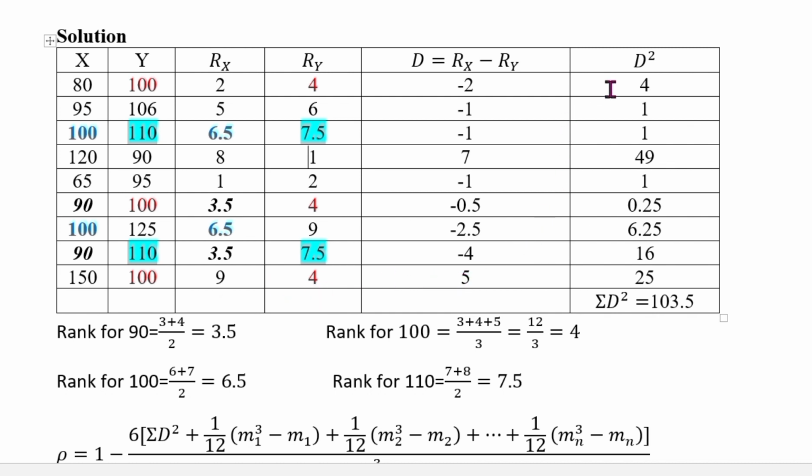Then after that, we now square these values to get d squared. Remember, d squared is from this column squared. This is our d, so squared means we keep squaring these values to get the value right here. -1 squared gives us 1, -2 squared gives us 4, -1 squared gives us 1, all the way up to 5 squared, giving us 25.